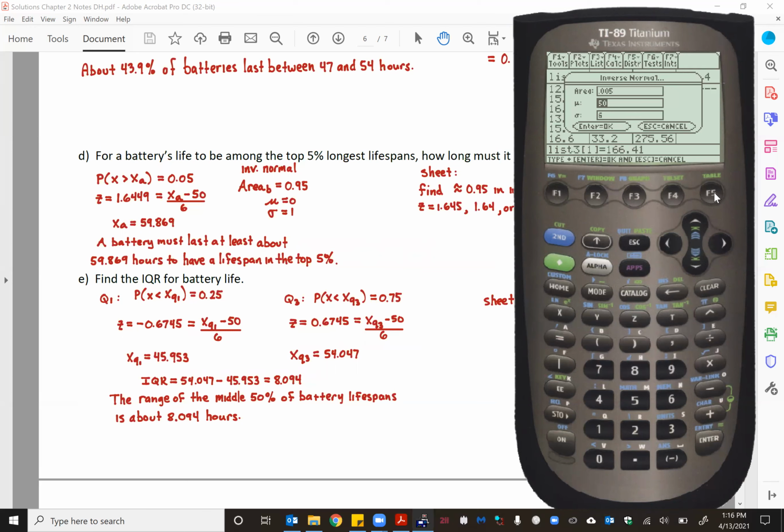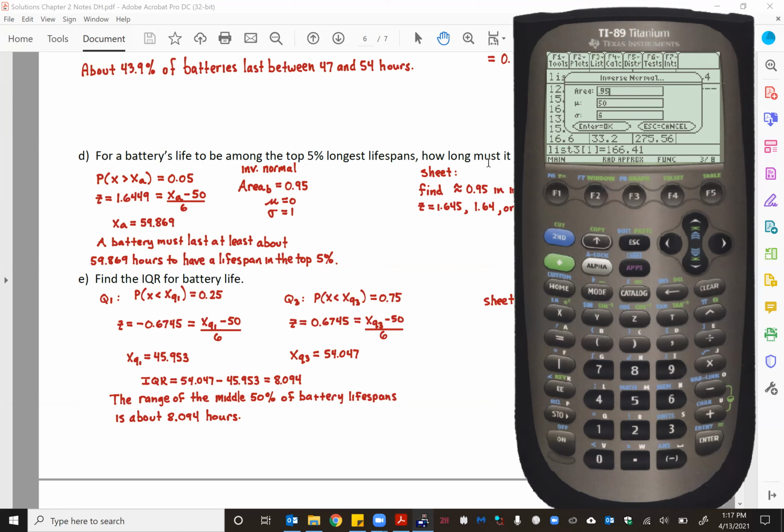Now you're still going to input a mean and a standard deviation. So I'm still going to keep the 50 and the 6, but for area, here we have to input an area that lives below a desired cutoff. So this behaves the same way as the table from the formula sheet in that this number has to always be an area below. So for a battery's life to be among the top 5%, what percent could be below it? The cutoff for the top 5% is going to have 0.95 as an area below.